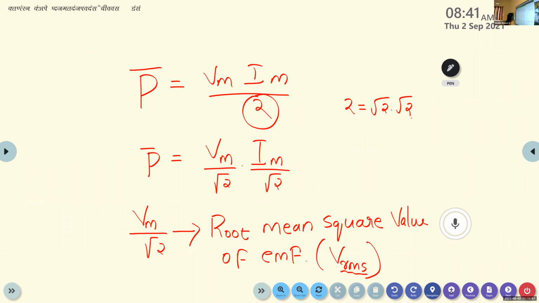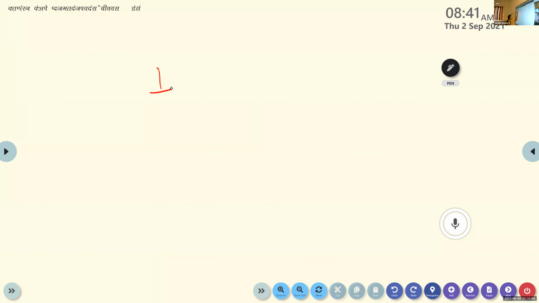Then can you guess what this Im by root 2 stands for? If Vm by root 2 indicates the root mean square value of EMF, then what does this Im by root 2 indicate? Yes, it is the root mean square value of current.